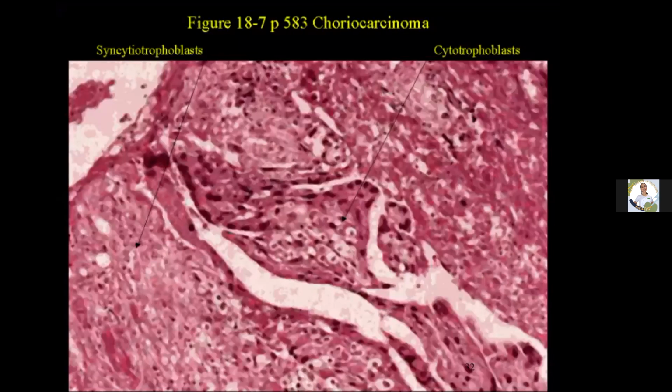So this is a microscopic picture of your choriocarcinoma wherein you can see syncytiotrophoblasts and cytotrophoblasts, which are commonly seen in placental tissues.